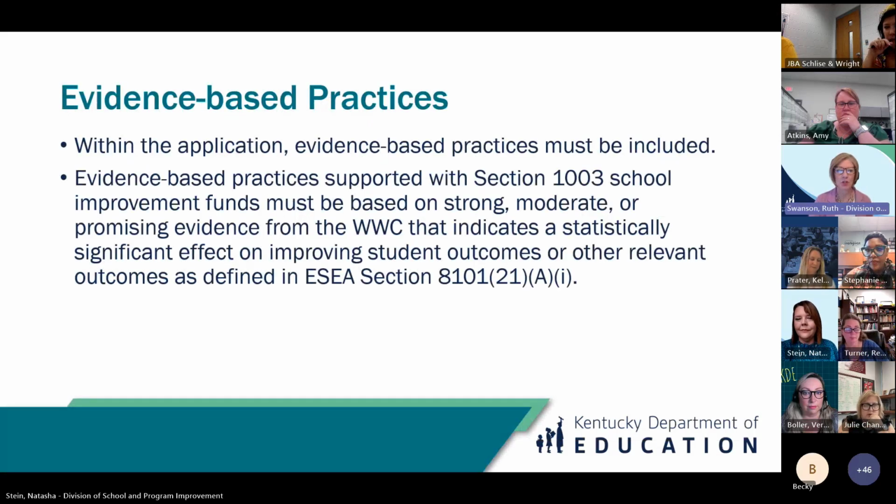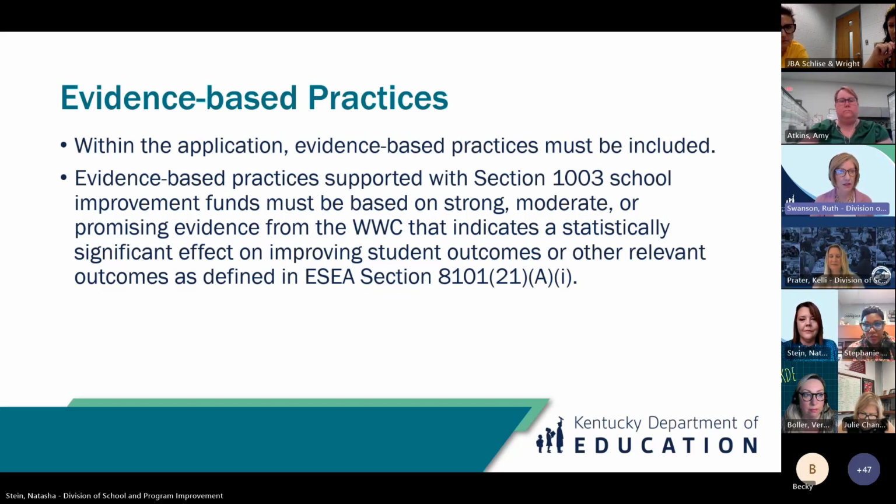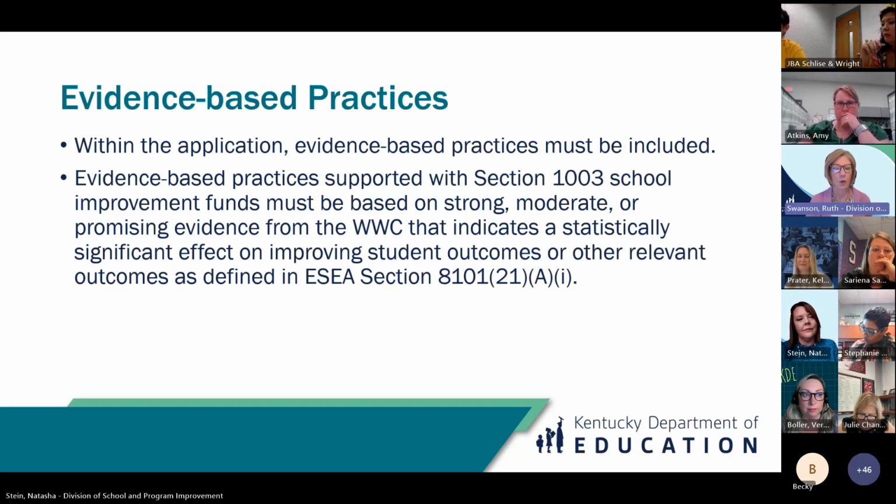All right. So we're going to mention one more time, within the application, evidence-based practices must be included. Additional detail from the Code of Federal Regulations, included in an updated non-regulatory guidance recently, states that evidence-based practices supported with Section 1003 school improvement funds, which these are, must be based on strong, moderate, or promising evidence from the WhatWorks Clearinghouse that indicates a statistically significant effect on improving student outcomes or other relevant outcomes as defined by ESEA. So that strong, moderate, and promising is the same thing as level 1, level 2, or level 3, or you might also see it noted as tier 1, tier 2, and tier 3. So that's what we're looking for when you are researching within the WhatWorks Clearinghouse.